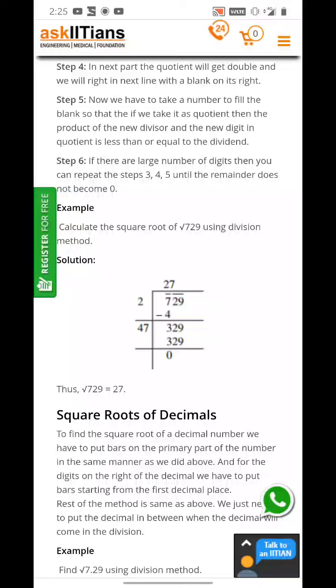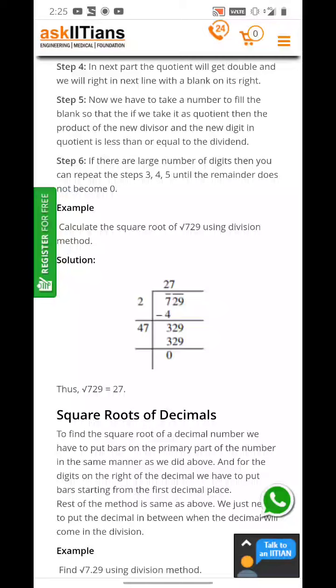Then find a square number which we can use. 2 squared, 2 multiplied by 2, is 4. If we take 3, 3 multiplied by 3 is 9, which is greater than 7. So we take 2. You write the divisor and quotient as the same number. 2 multiplied by 2 is 4, then we subtract. Then the divisor gets doubled: double of 2 is 4.